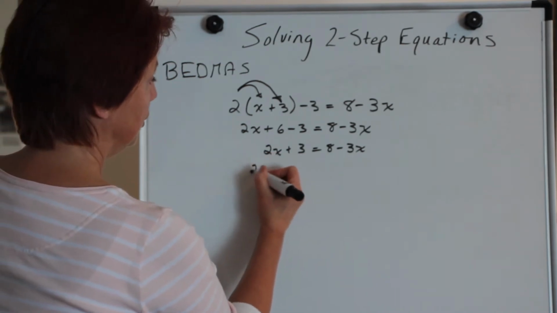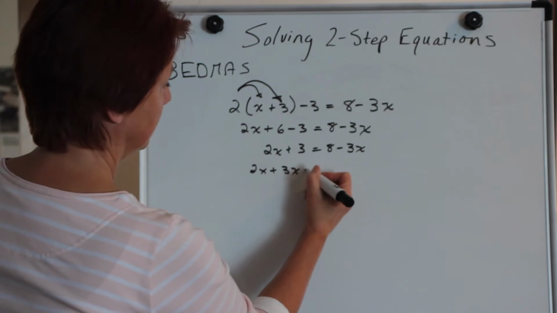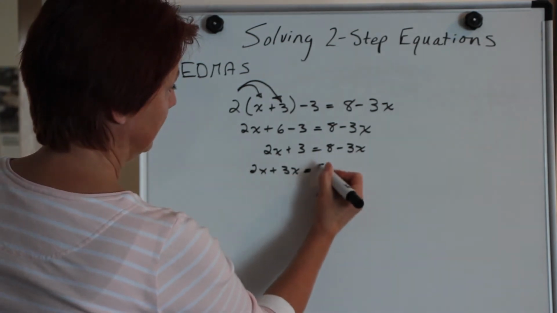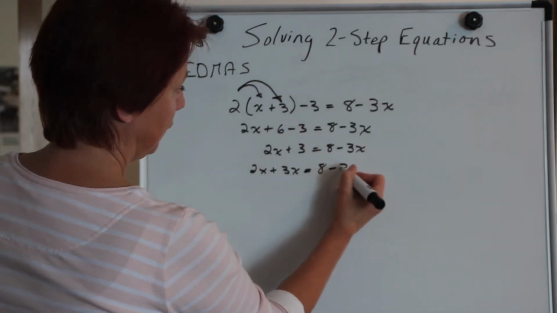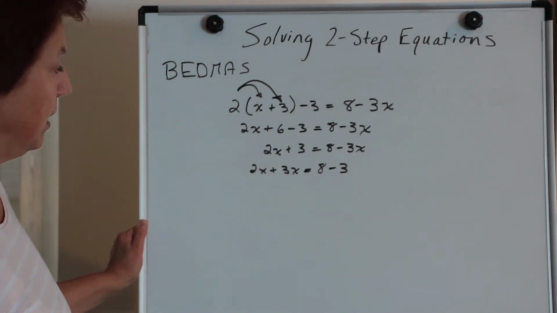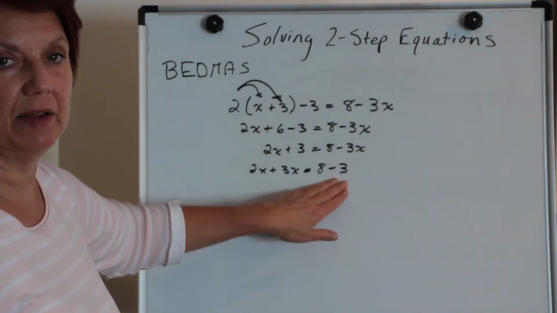So I'm going to go 2x plus 3x, moving that 3 over, and I'm going to go 8. That stayed on the same side, so the sign doesn't change. Move the 3 over and it becomes negative, okay? Write this step out, because a lot of students will end up with 11 here, okay?